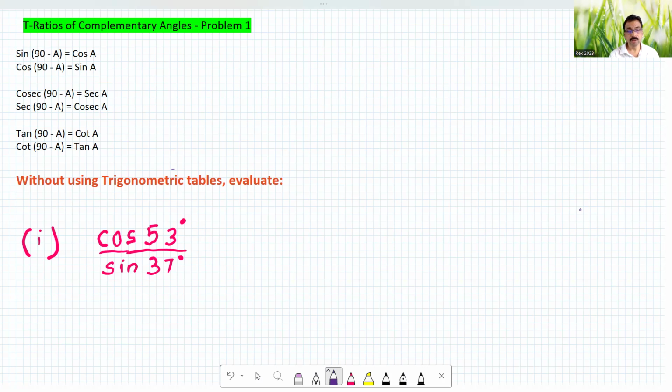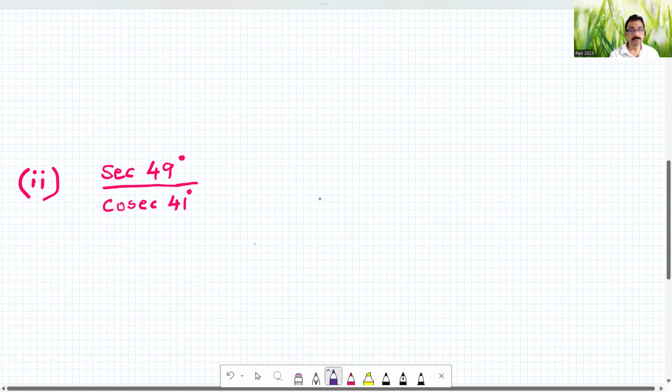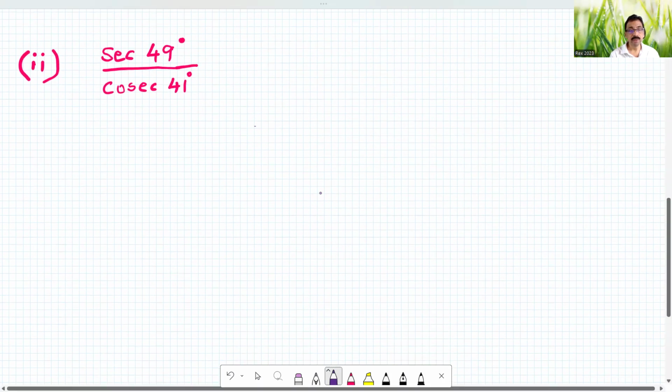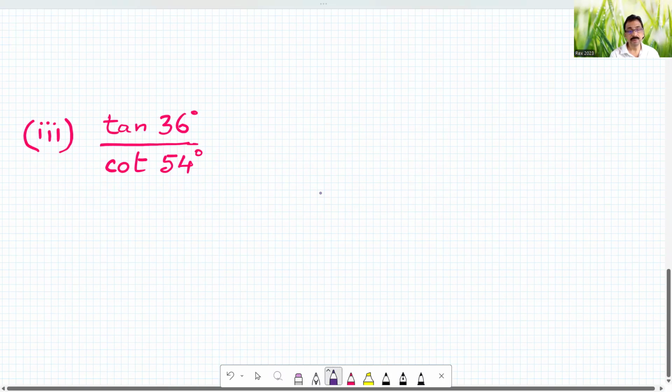The first problem says, without using trigonometric tables, evaluate cos 53 degrees divided by sine 37 degrees. In fact, there are 3 parts to this question. This is one. This is the second one: sec 49 degrees divided by cosec 41 degrees. And we have the third part, tan 36 degrees divided by cot 54 degrees.